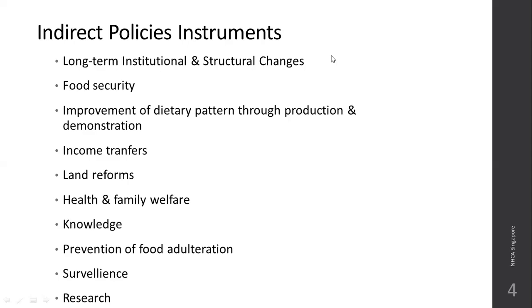Health and family welfare services are given at all levels of healthcare: primary, secondary, and tertiary. Knowledge comes through health education and hospital visits. Antenatal mothers, adolescent girls, and school going children are the target population for this. Then prevention of food adulteration at the manufacturing level. So you can see all the areas which are directly or indirectly involved with food, all the other industry, come under these policies.